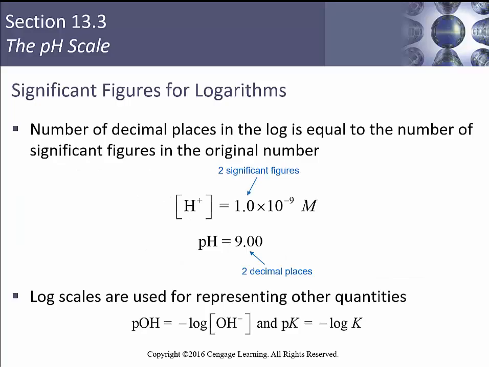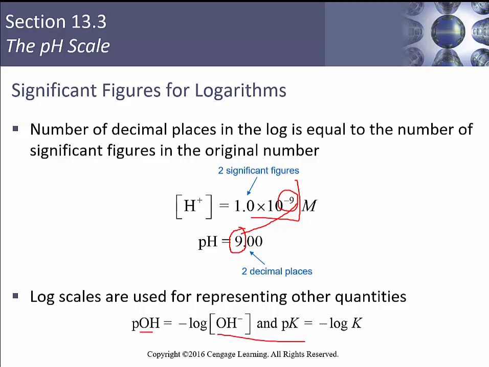So when we're looking at our sig figs for doing our logarithms, the number of decimal places in the log is equal to the number of significant figures in the original number. So if we've got H+ concentration as 1.0 times 10 to the minus 9, we're going to keep 2 decimal places over here. We'll call that pH 9.00. And notice this little bit here, right? This 9 roughly matching up with this exponent over here. So you can get a rough idea of where a pH is just based on looking at the exponent on the concentration. Log scales are used for representing other quantities, pOH, minus log of the OH- ion concentration, pKa.